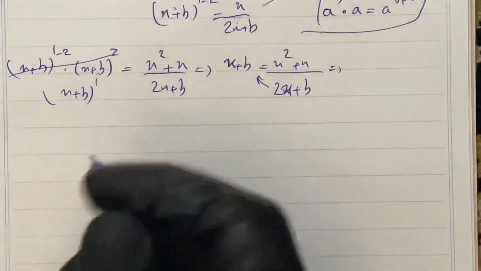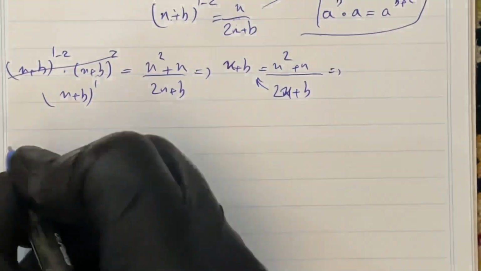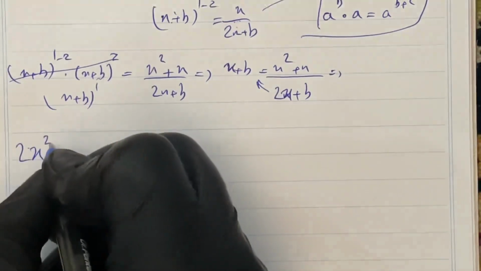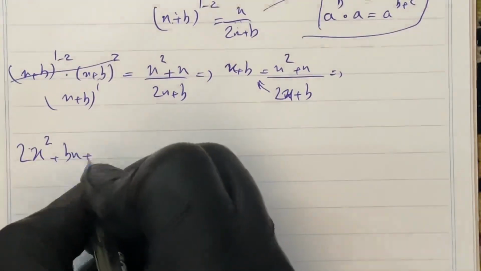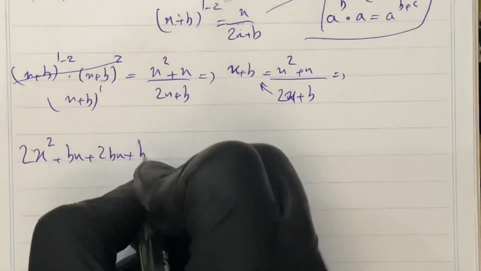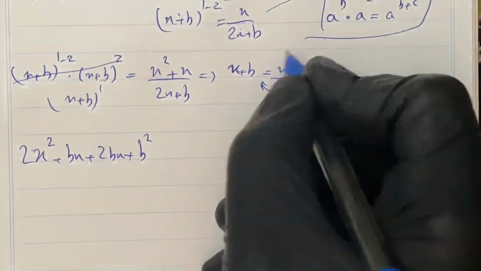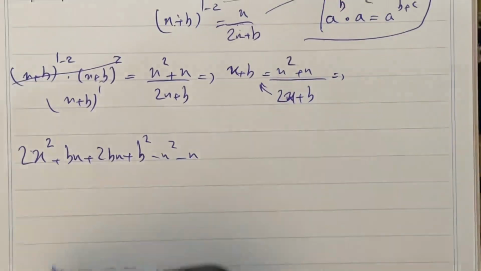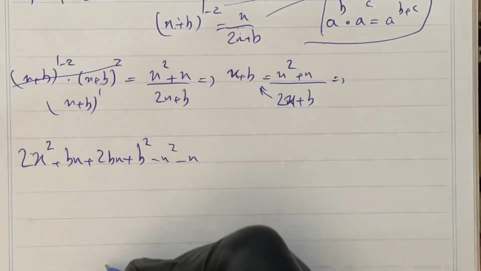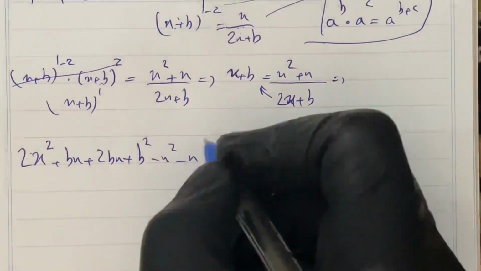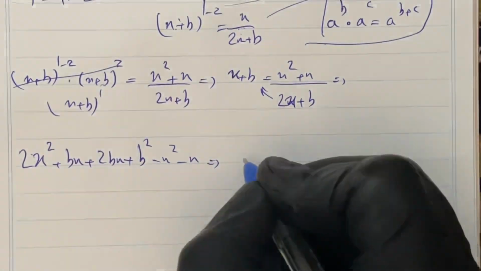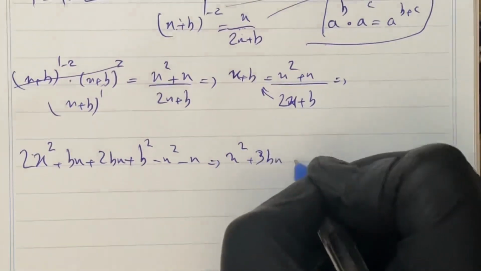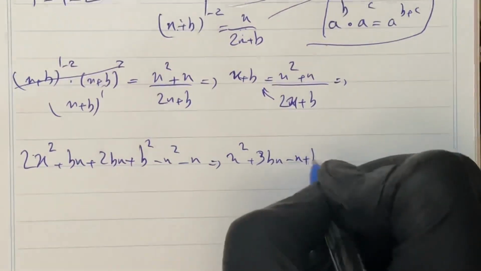So let's just continue. We will have 2x to the power of 2 plus bx plus 2bx plus b2, and we take this to the left hand side, minus x2 minus x. What we have here now, let me just simplify it a bit, is plus 3bx minus x plus b2.